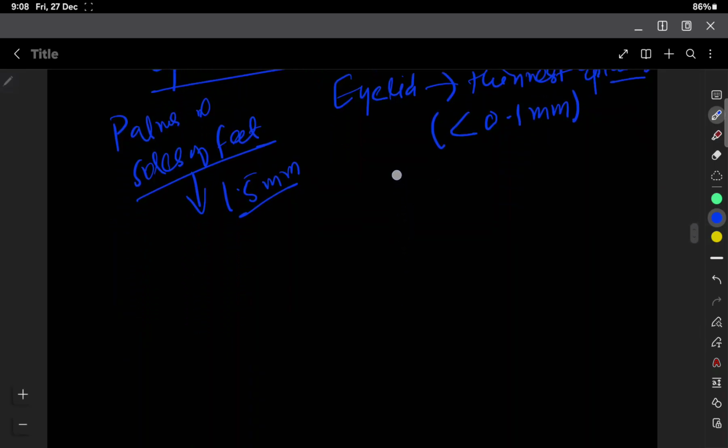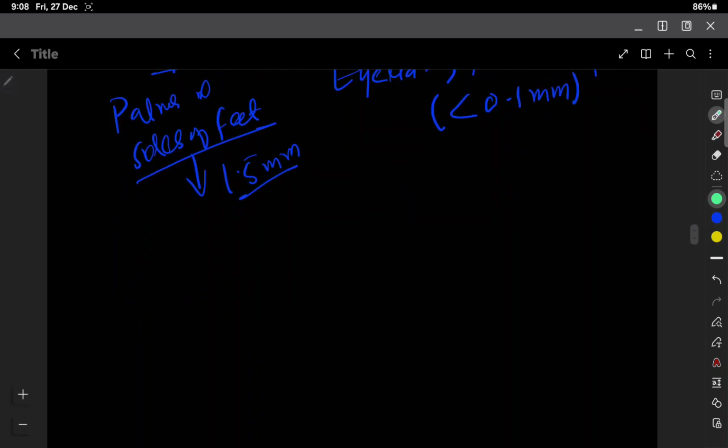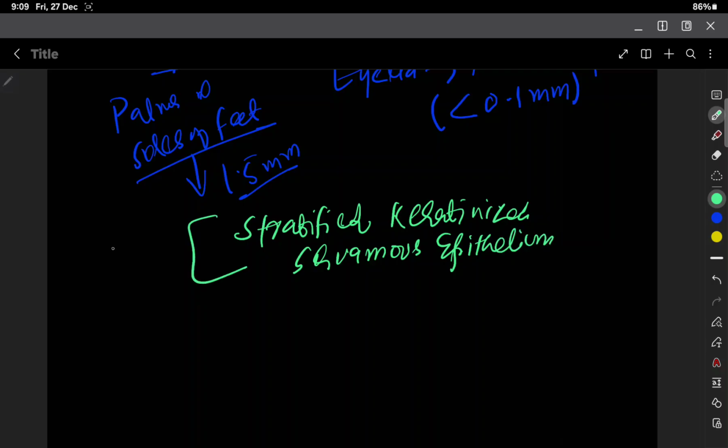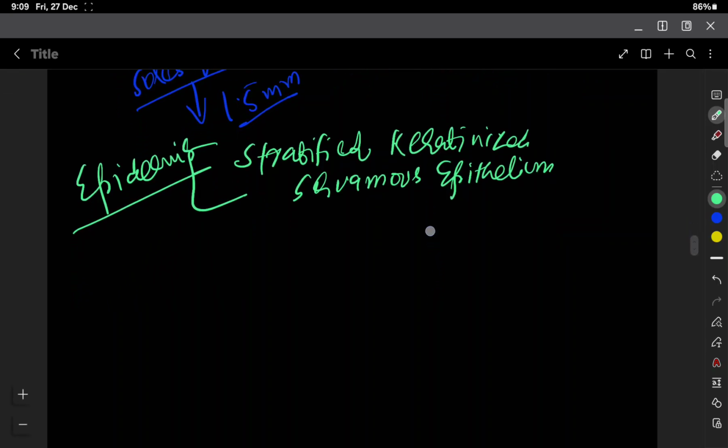Now the epidermis is mainly made up of stratified keratinized squamous epithelium. That is the main constituent of the epidermis, and there are different cells present in the epidermis, of which two types are major.